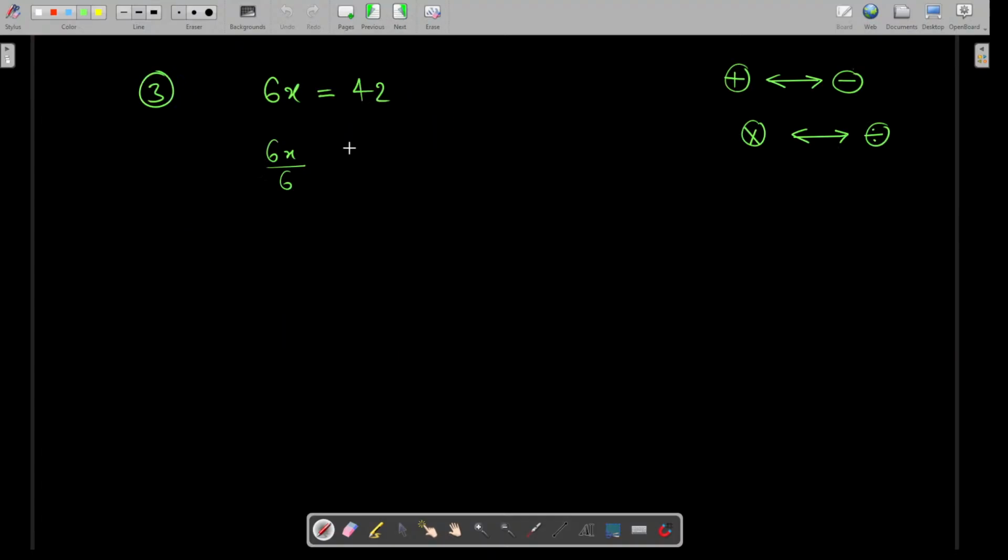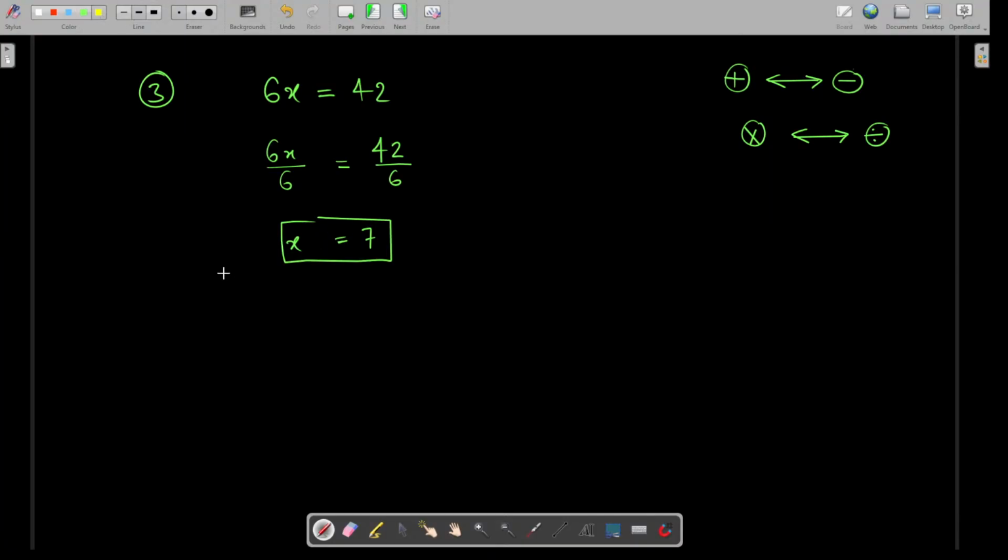Since we are dividing by 6 on the left side, we also have to divide by 6 on the right side. So we divide 42 by 6. Now we just simplify. 6x divided by 6 means 6 over 6, which is 1. So that's simply x, or 1x. We don't need to write 1 in front, okay? And 42 divided by 6 is 7. So x equals 7 is what we get after simplifying. That means this is the solution.